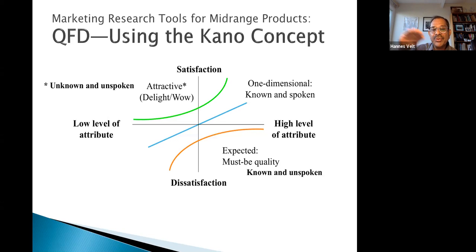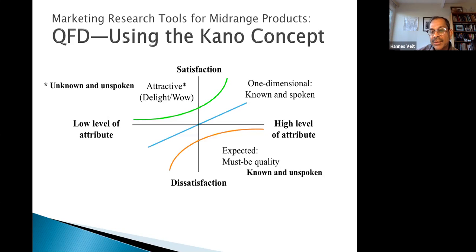A second level of quality is the blue line, which is called one-dimensional quality. It has the property more is better. And the customer knows about it and they speak about it. So now this is no longer just a threshold as in the must-be quality. Here the customer is saying there's no limit to how much battery power I can have. I want 24 hours and more. So it has that property.